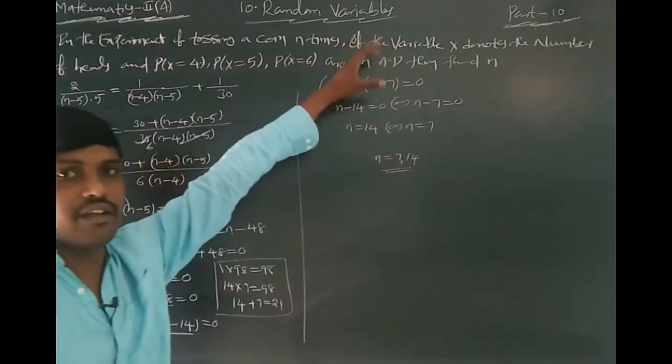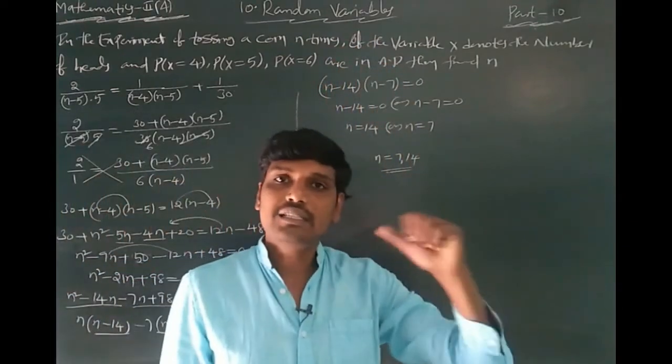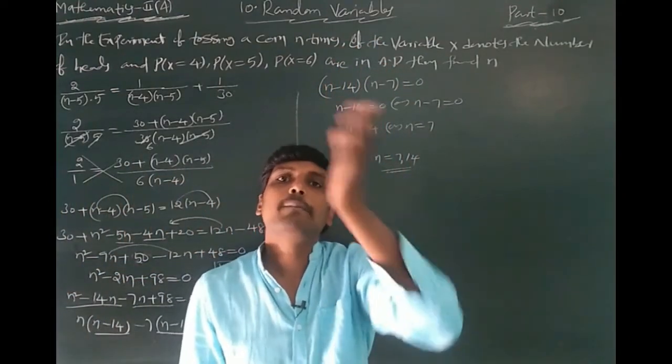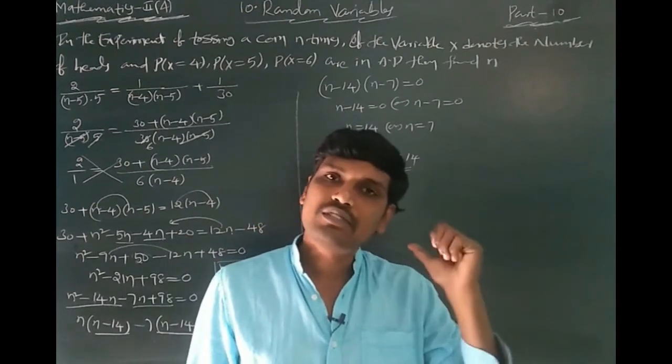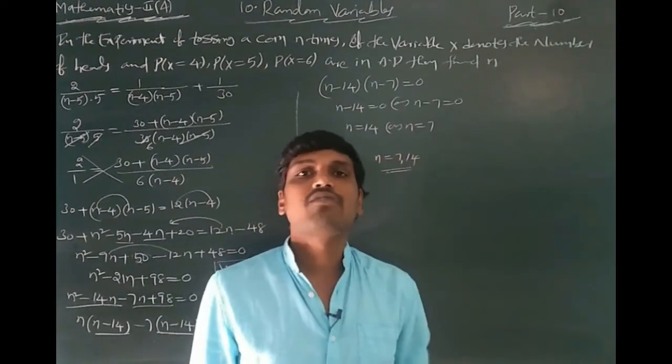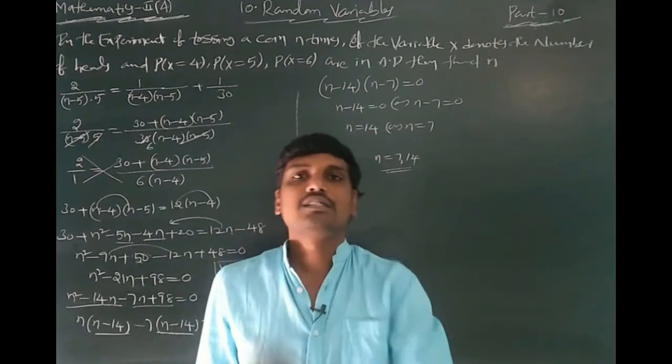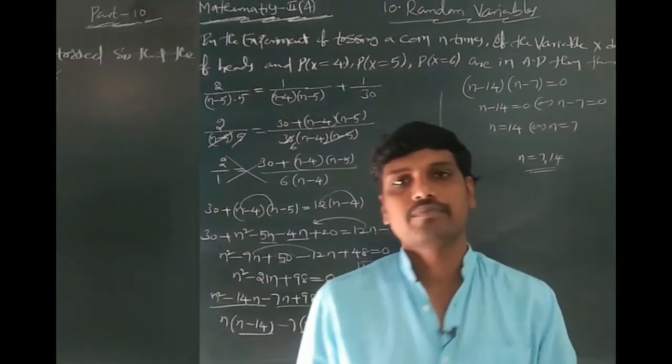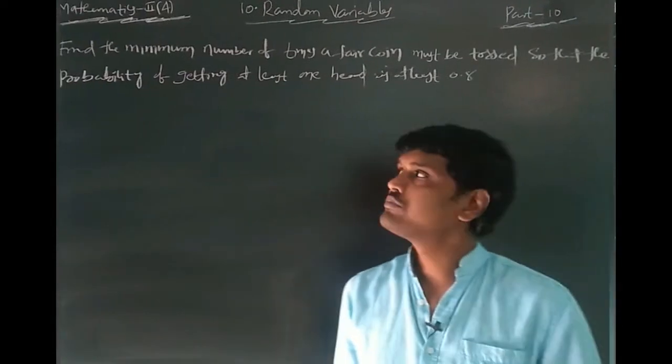What is the value of n here? 7 comma 14. This problem depends on the binomial theorem. Some problems are explained in this model only. That's why nCr form is very important for solving this total problem. Today's assignment problem or homework problem.